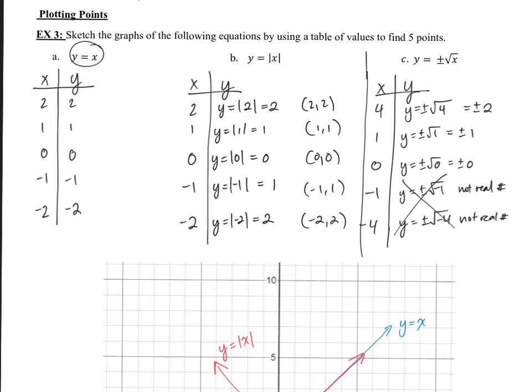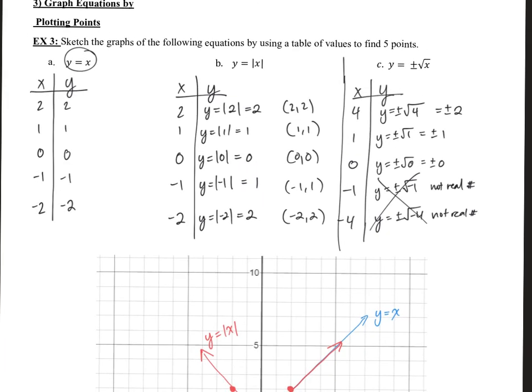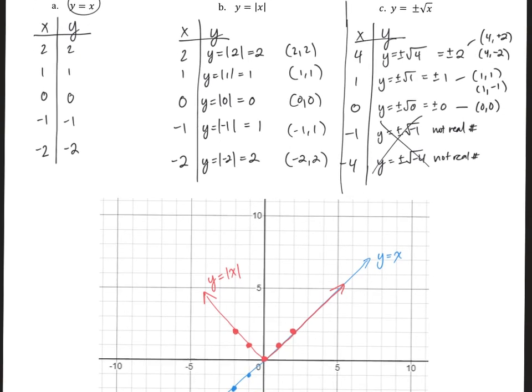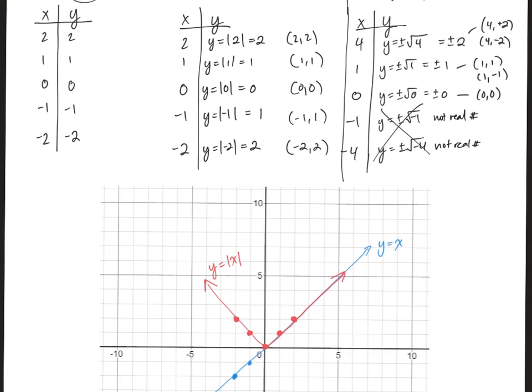So the only options we have here, interestingly, we end up with 2 different points. We have 4, +2, then 4, -2. This one splits into 1, +1 and 1, -1. And this one, well, we don't really have positive and negative 0, so we just have 0, 0. So let's graph that. I'll choose green.